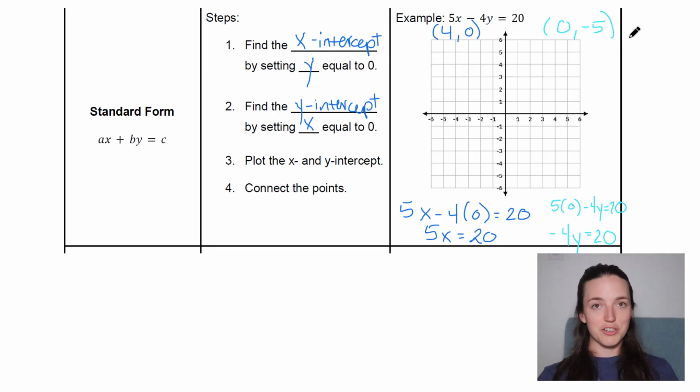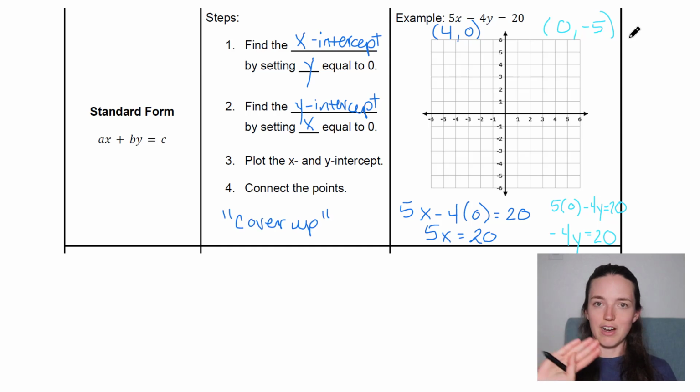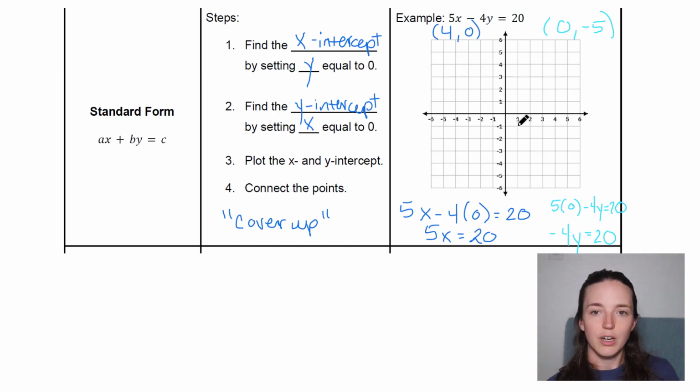So I know some teachers call it cover up because they literally will cover up the x part or the y part. And you can do that if you want, or you can actually plug in the zeros. Okay, so 0, negative 5 is down here, 4, 0 up here, and then I can connect those.